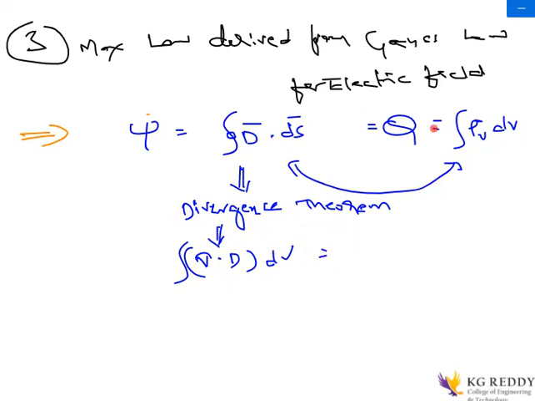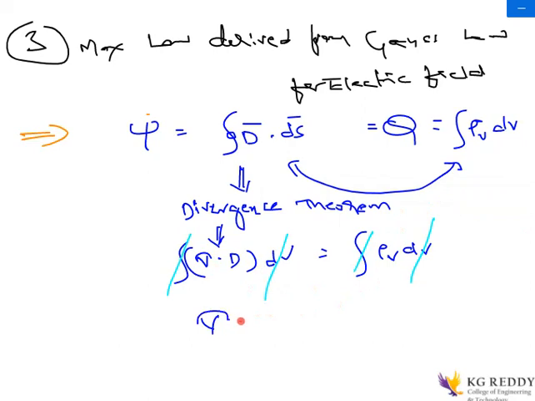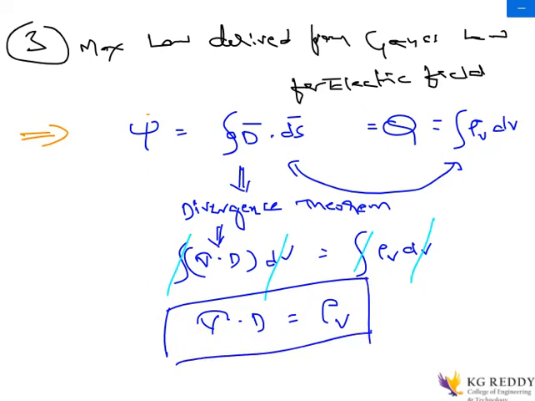Now again I'm equating the same thing to the right hand side, which has rho v dv. As simple as possible, cancel out this dv and the integration. You will get the final equation as divergence of D is equal to rho v. So this is Maxwell's third equation.